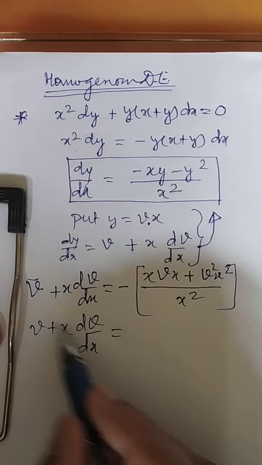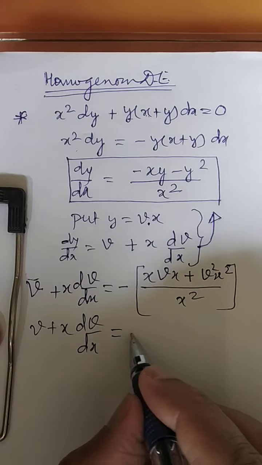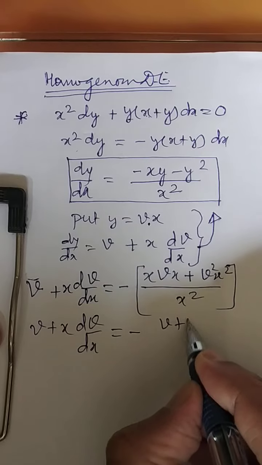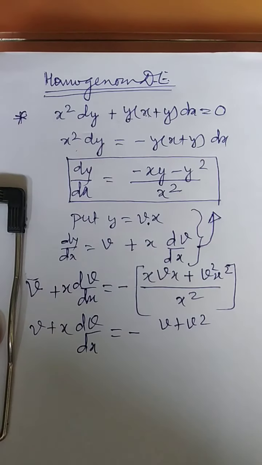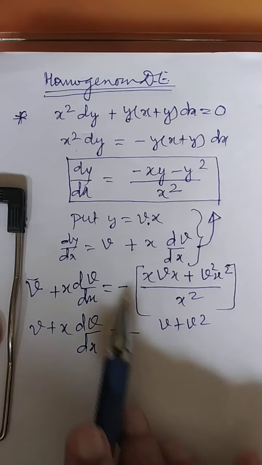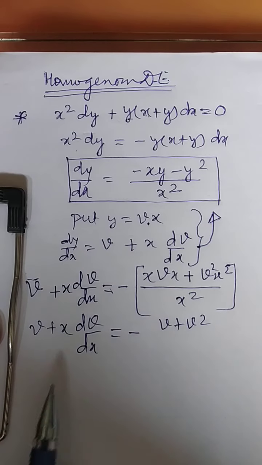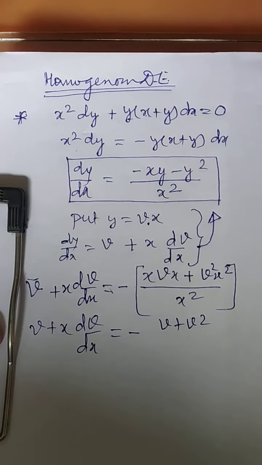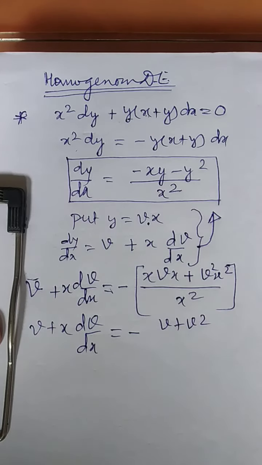Always know whenever you are writing this step, x square will get cancelled. Look on the right side. So it will be minus V plus V square that you will get on the right side. Minus V, x square will come common and it will get cancelled. Now V, I think you can get it cancelled from both sides.